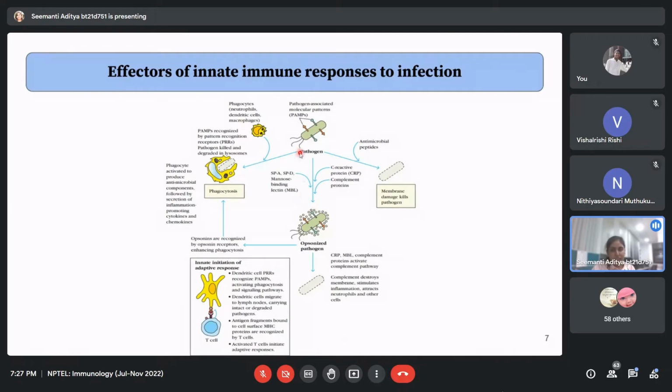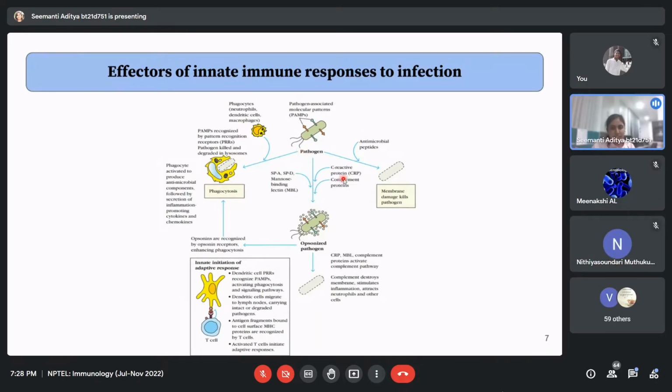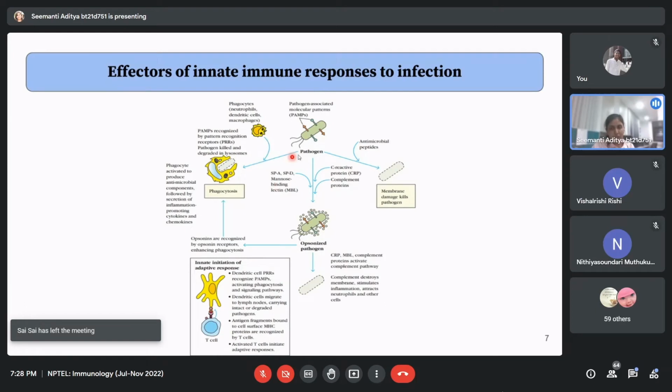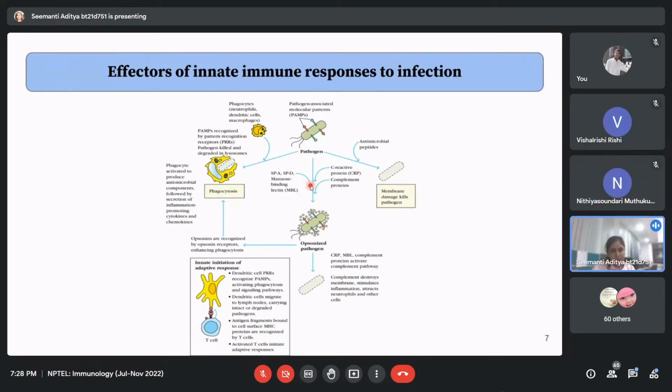Apart from that, we also have certain molecules that recognize these PAMs. These are surfactant protein A, surfactant protein B, mannose binding lectin, C-reactive protein, and complement proteins. These are all proteins, known as opsonins. So what are opsonins? Opsonins are any soluble molecules that enhance the phagocytosis of the pathogen by binding to it.